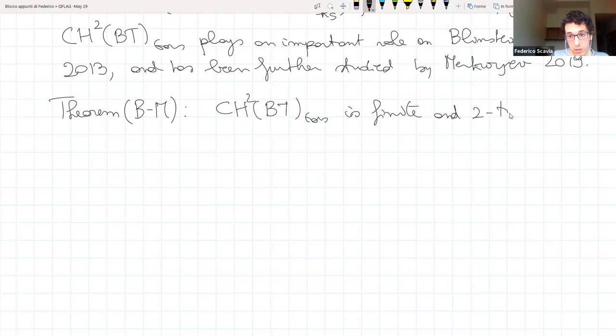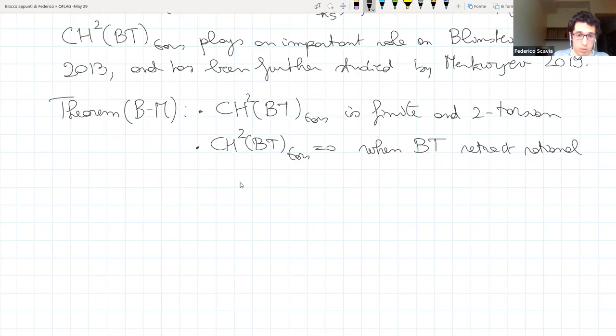So two times the group is zero. And they also proved a vanishing result: Chow^2 of BT torsion equals zero when BT is retractable rational. So this is equivalent to saying that the dual torus is retractable rational.